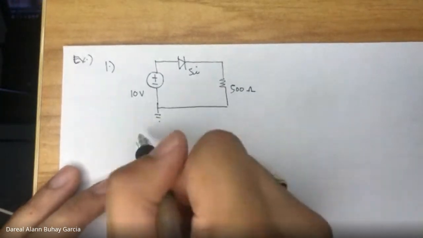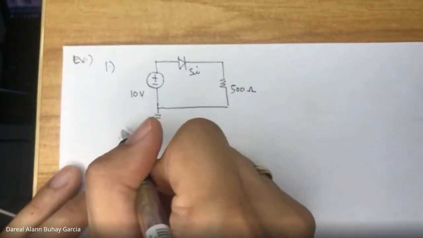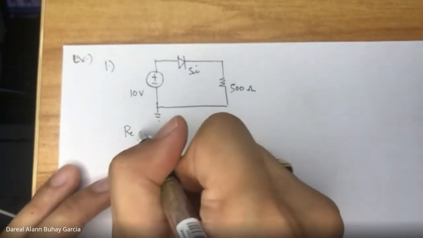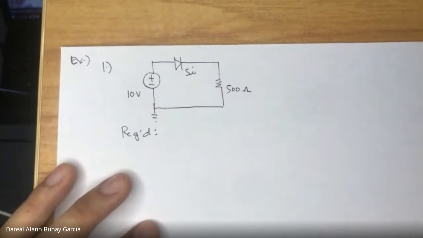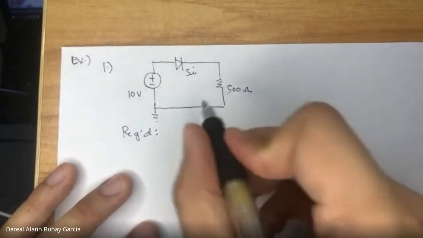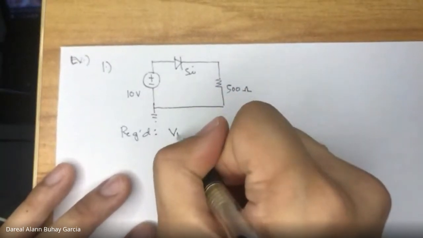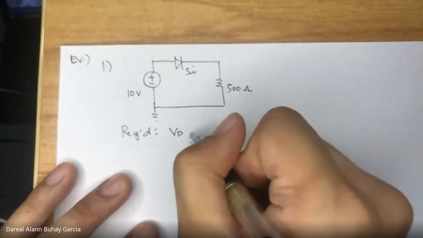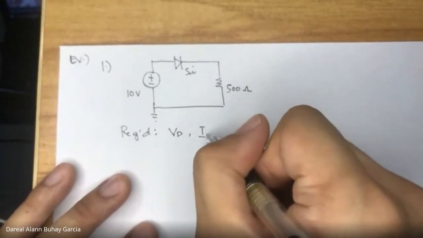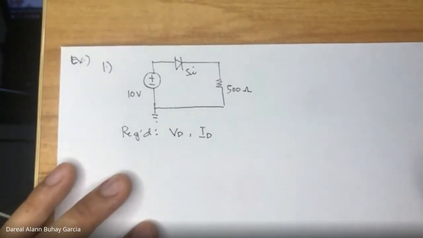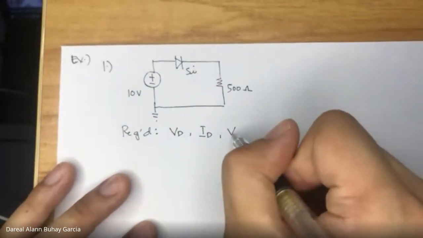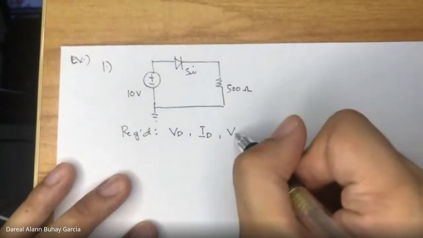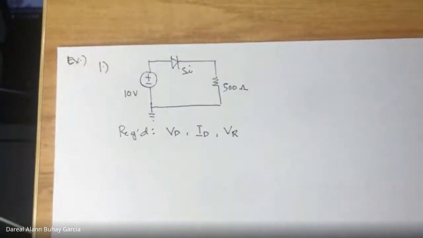Question. Required: find the diode voltage VD, diode current ID, and resistance voltage VR.